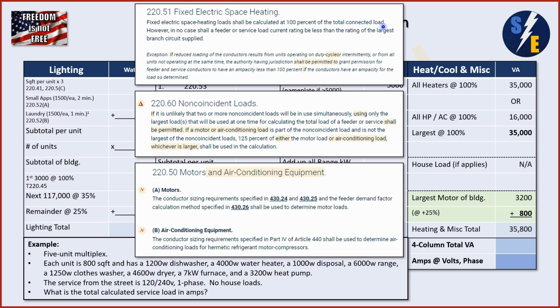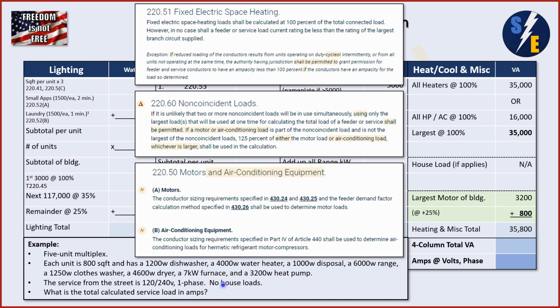It's 100%. It says, however, in no case shall a feeder or service load current rating be less than the rating of the largest branch circuit supplied. Okay, so your branch circuit cannot be larger than your feeder or service. Now there's an exception here, but I'm not even going to read it because it doesn't really pertain. It just says the authority having jurisdiction can pretty much do whatever they want, which is true.